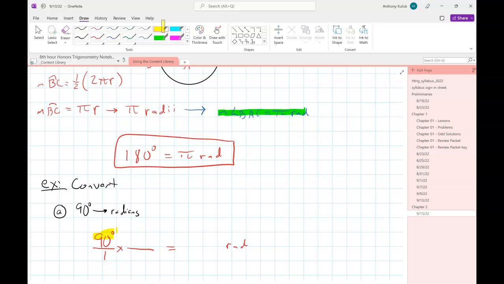Since I have degrees on top, what unit needs to be in the denominator of my conversion factor? Degrees. So I'll put the 180 degrees down there, and the pi radians has to go on top. When I multiply these together, degrees cancels with degrees, and then I can reduce my fraction. 90 goes into 180 2 times. So then I can just multiply my fraction across. So I have 1 times pi radians, so that's going to be pi, and then 1 times 2 over 2. So that would be pi over 2 radians.